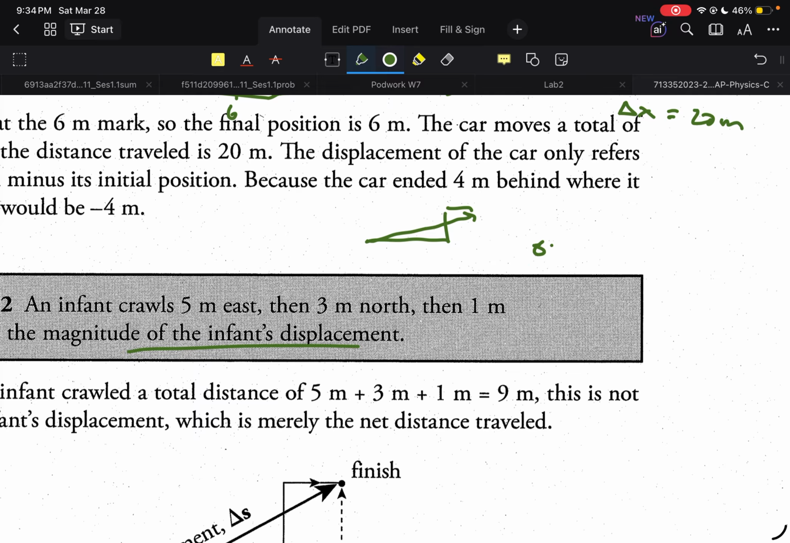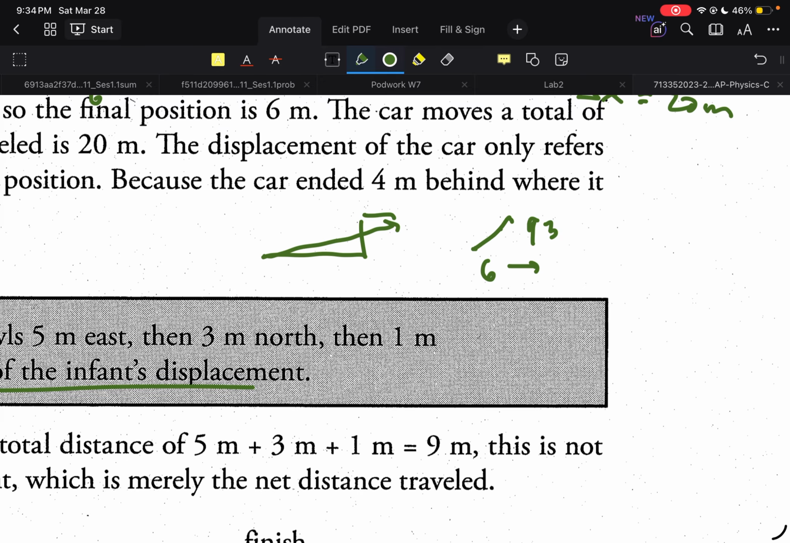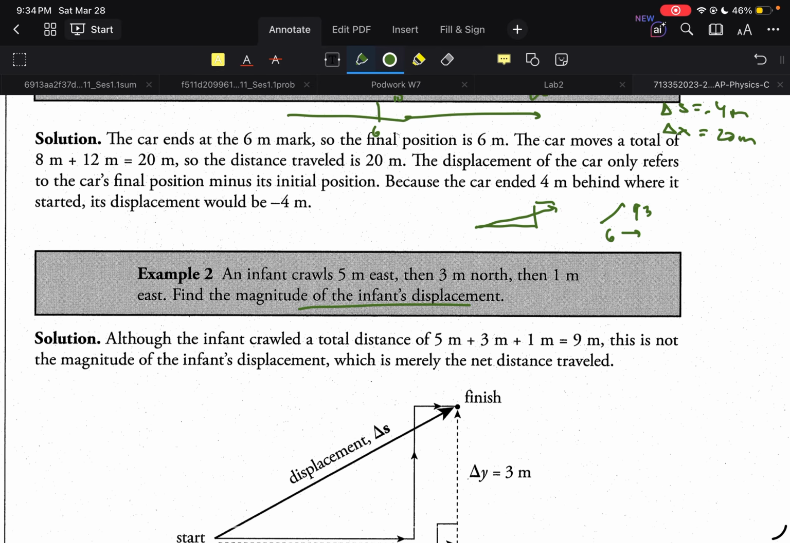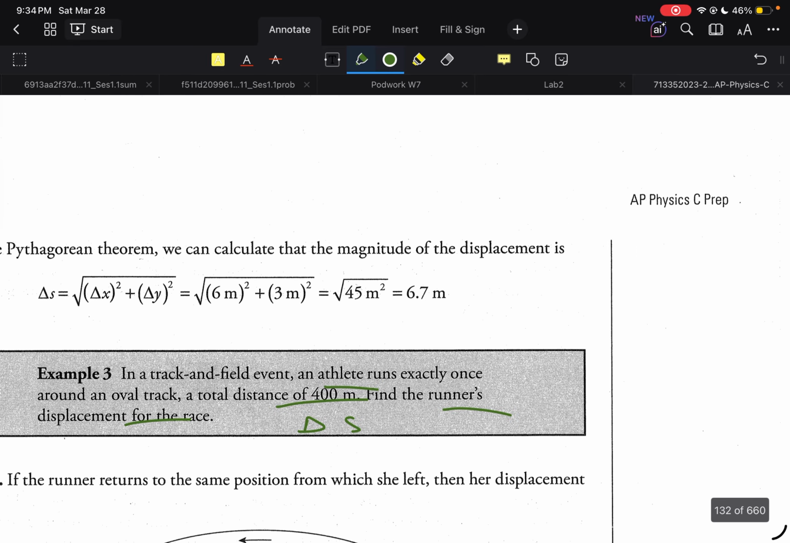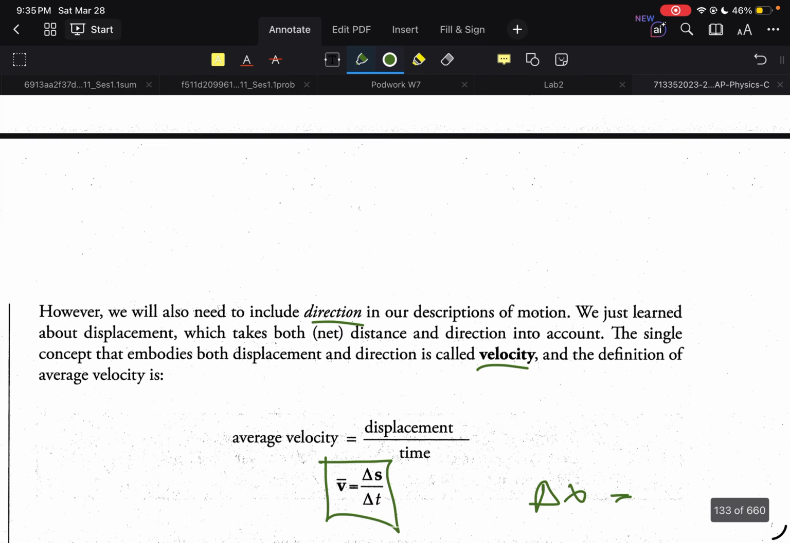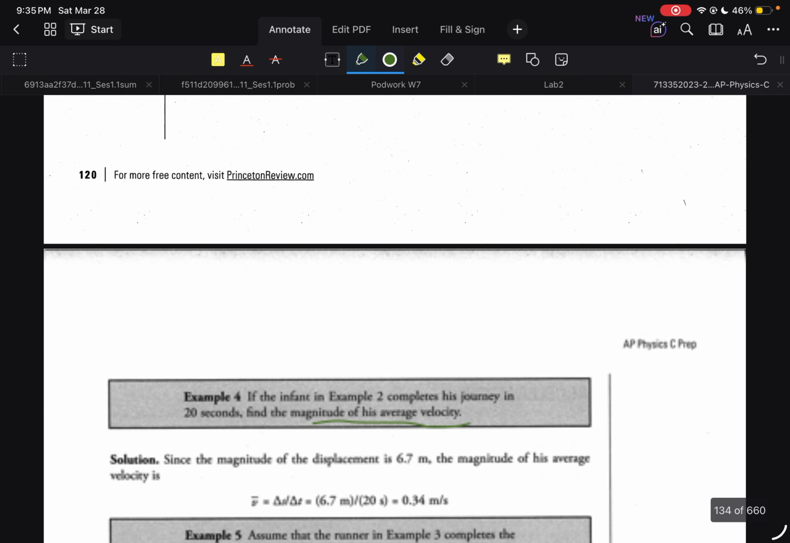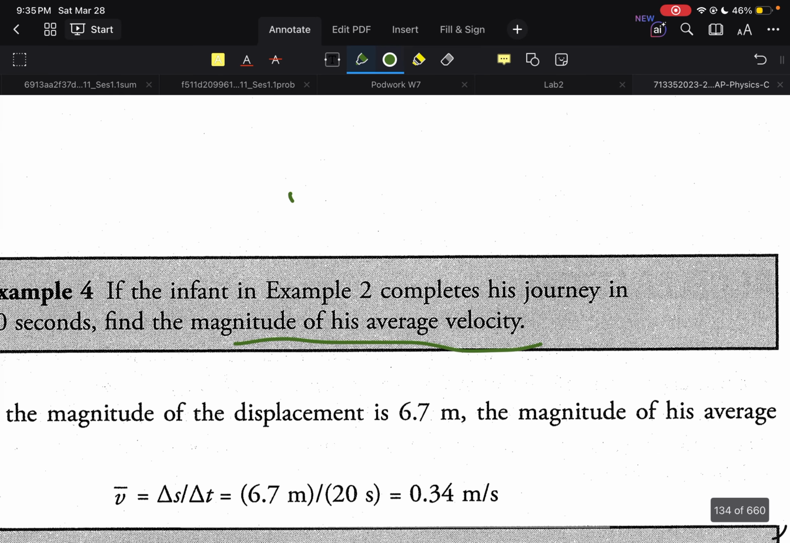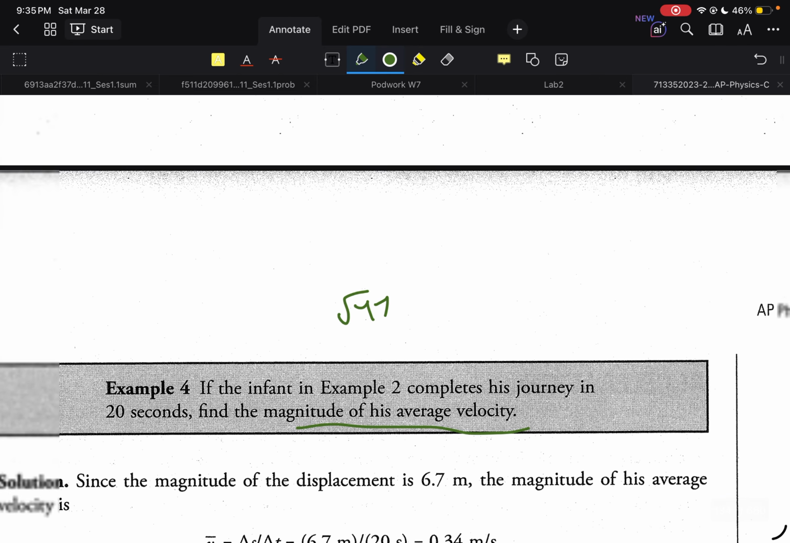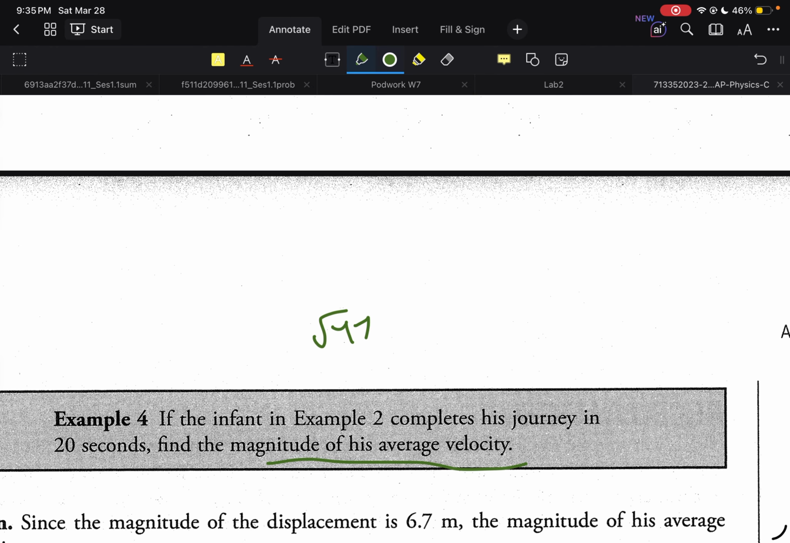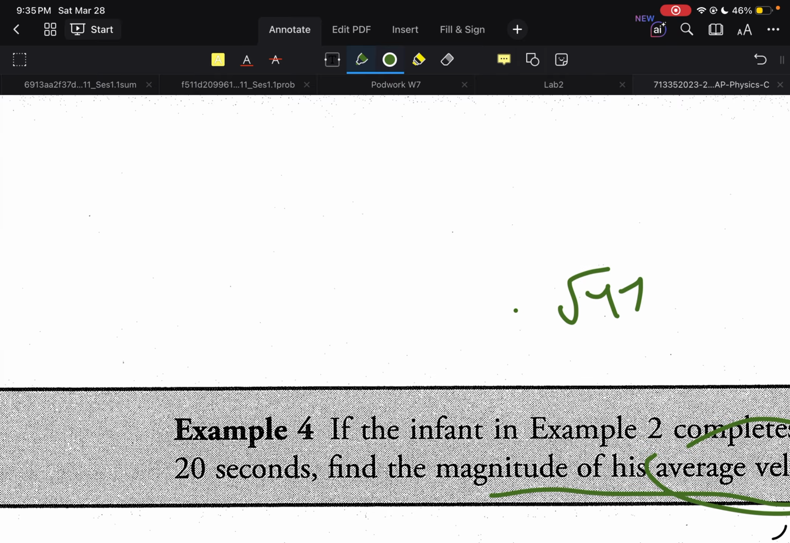We know that 6 is in this direction, 3 is in this direction. Therefore, using the Pythagorean theorem, square root of 45. Okay, going back over here. Since we know that this is square root of 45, we can use this to find the magnitude of the average velocity.